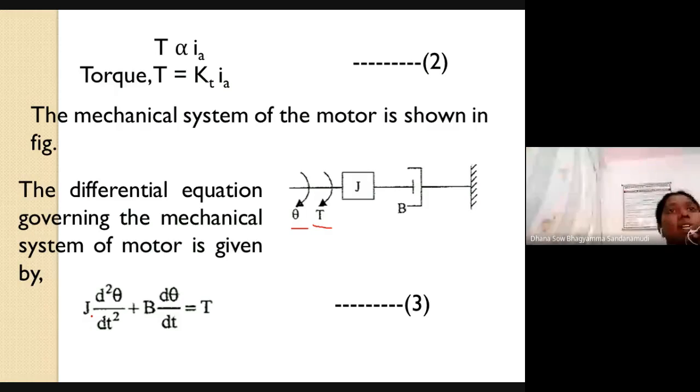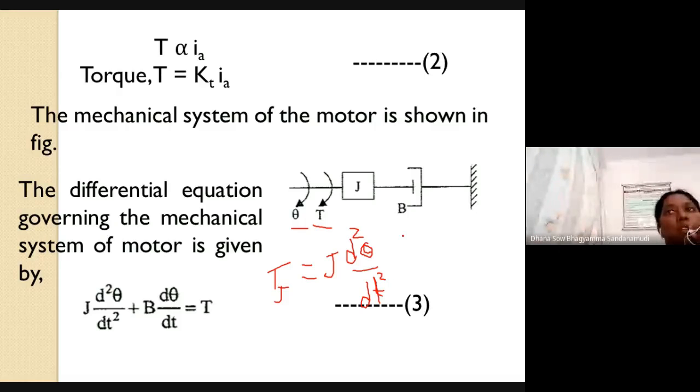So what is J? You can write Tj, the torque induced due to the moment of inertia. Tj is equal to what? J into d square theta by dt square.